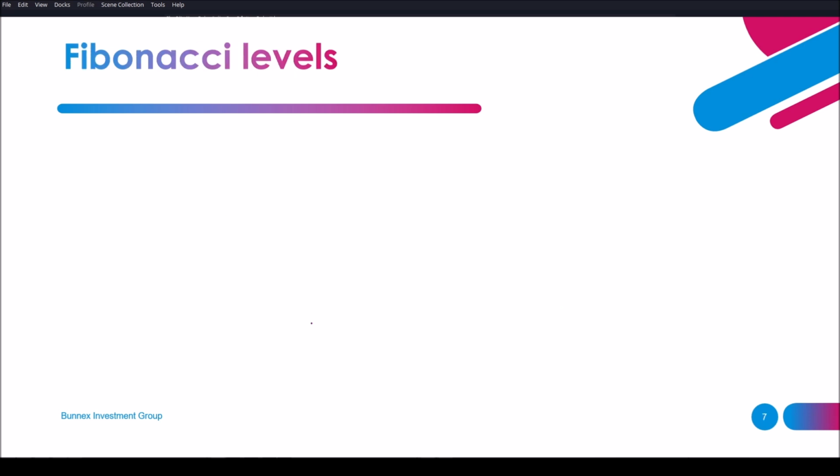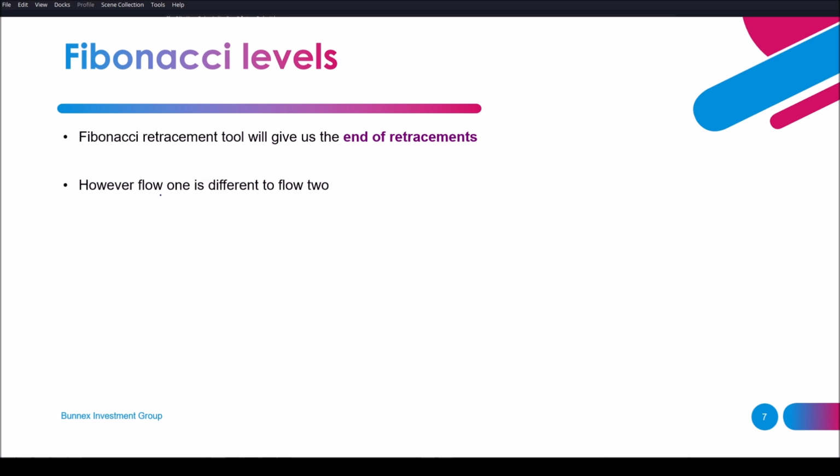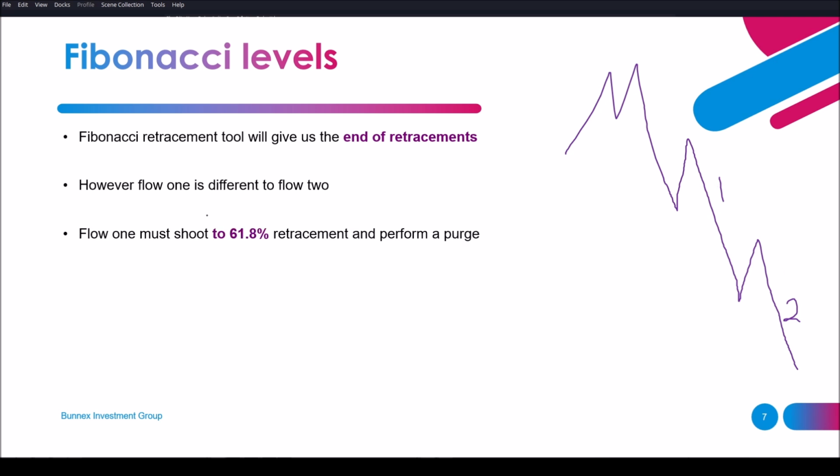Let's now go deeper into Fib levels. Fib retracement 2 will give us the end of retracements. However, flow 1 is different to flow 2. When we get break of structure, this is flow 1 and this is flow 2. Flow 1 is different to flow 2 in terms of marking the end of its retracement. So flow 1 must shoot to the 61.8 retracement point and perform a purge. I'll explain what a purge is when we get to the market examples.